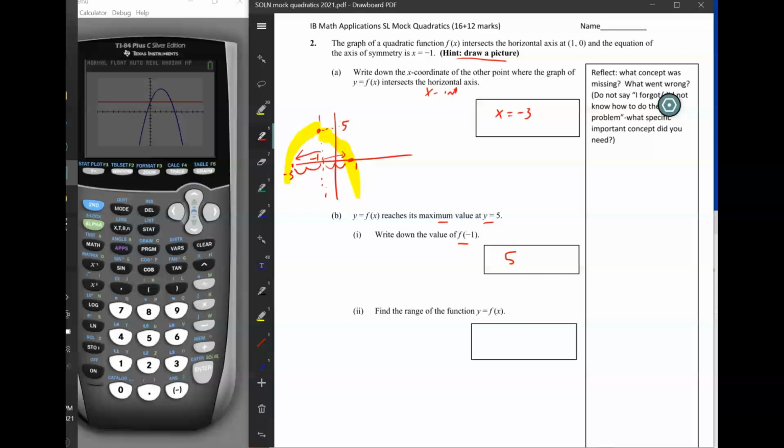So they really told us in a roundabout way that the y-coordinate of the vertex is 5. They told us that the maximum value had a y-coordinate of 5, and we know that the maximum has to be the vertex.